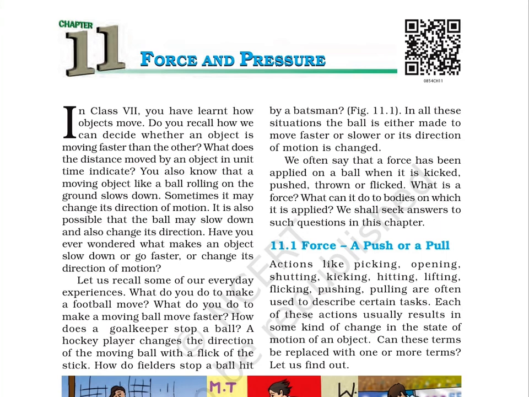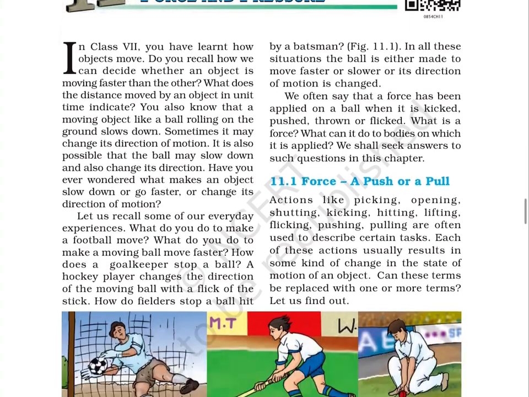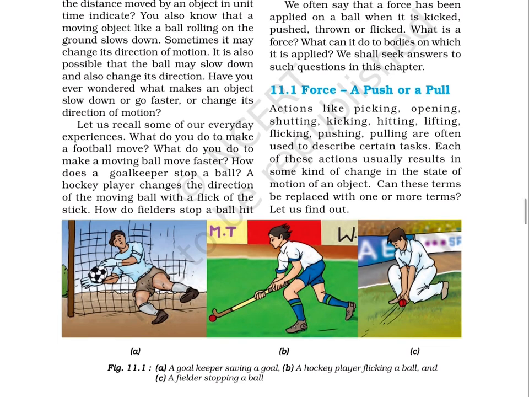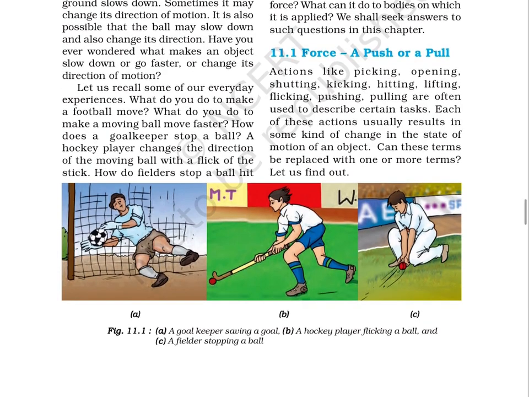In Class 7, you have learnt how objects move. Do you recall how we can decide whether an object is moving faster than the other? What does the distance moved by an object in unit time indicate? You also know that a moving object, like a ball rolling on the ground, slows down. Sometimes it may change its direction of motion. It is also possible that the ball may slow down and also change its direction. Have you ever wondered what makes an object slow down or go faster or change its direction of motion?